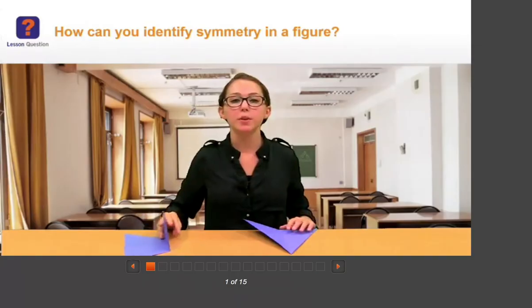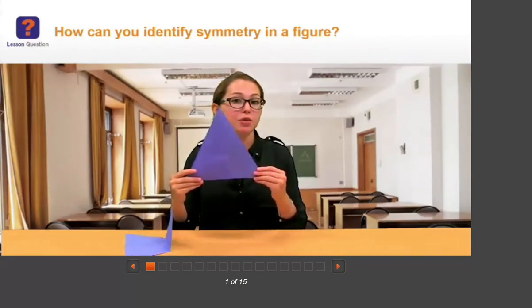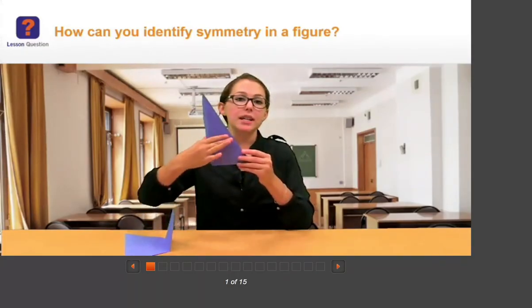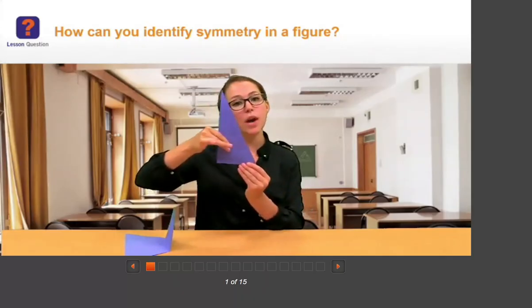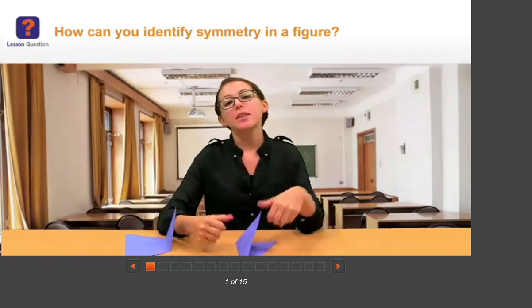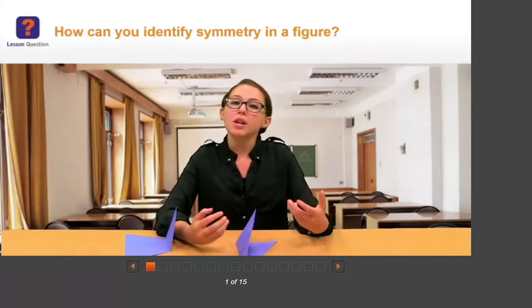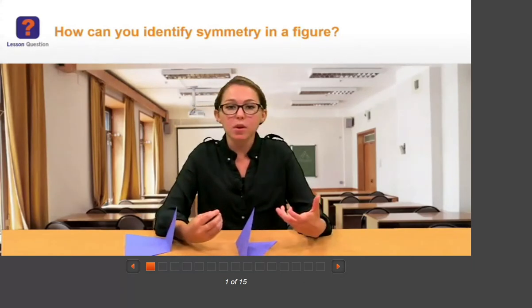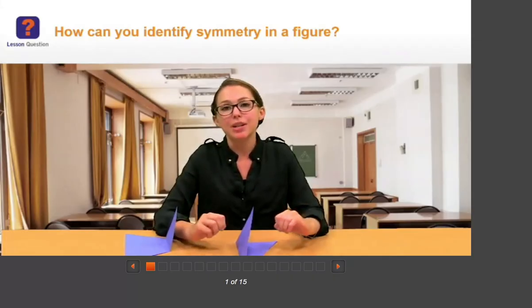So let's try another fold. This is another version of the same triangle. Now, if I fold it in this direction, we see that the two halves align perfectly. I have found a symmetry of this triangle. This lesson will explore lines of symmetry and rotational symmetry of a figure while we answer the question, how can you identify symmetry in a figure?